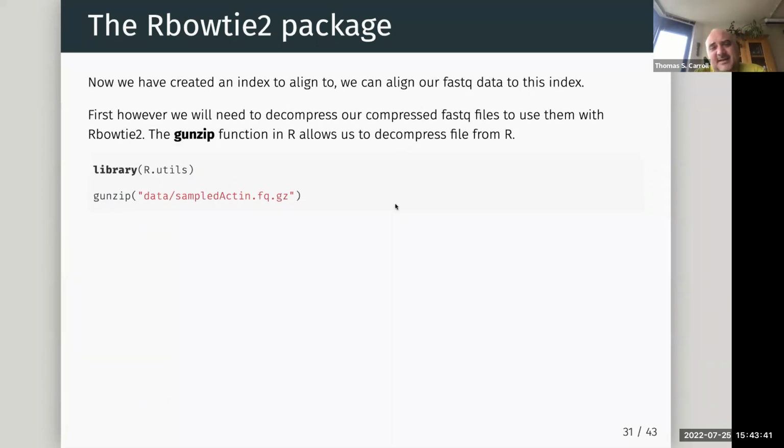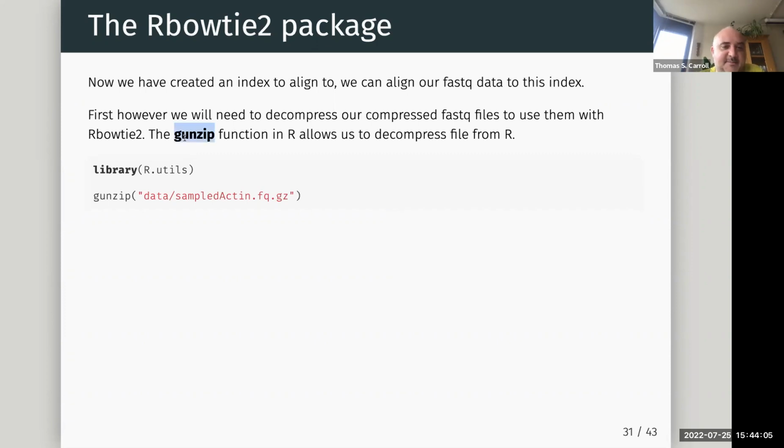One slightly annoying thing about Bowtie 2, or rather Bowtie 2 in R, is it was really built for working on the command line. So it doesn't like to deal with zipped files itself. It was expecting you to do something fancy at the command line where you unzip them while piping them into the tool. So that just means that we have to unzip our fastq files ourselves.